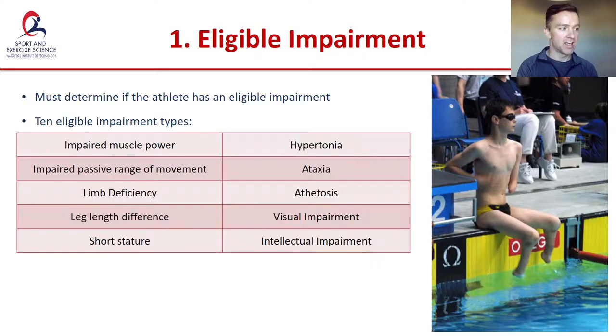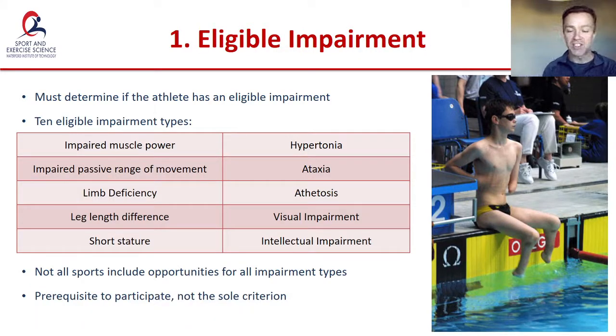First, the eligible impairments. We mentioned in one of our previous lectures there are 10 classes of impairments that an athlete may have. So first of all, we have to determine, does the athlete have one of these 10 eligible impairments? Impaired muscle power, impaired passive range of movement, a limb deficiency, a leg length difference, short stature, hypertonia, ataxia, athetosis, visual impairment, or intellectual impairment. Don't worry if some of those are not familiar to you now. We are going to go through them in more detail when we look at the specific impairments in the rest of this module.